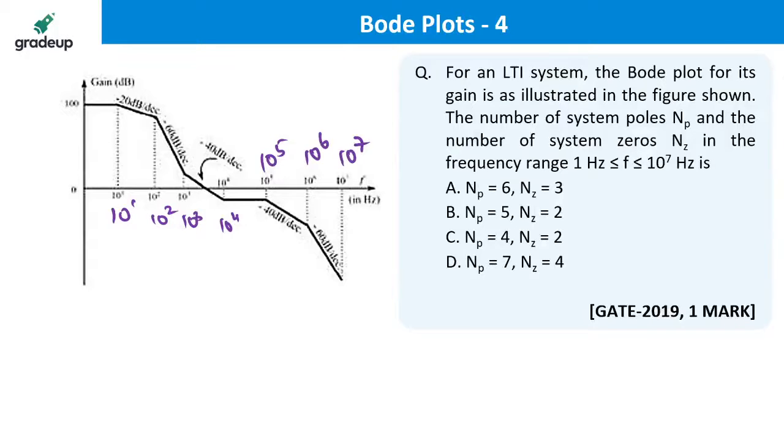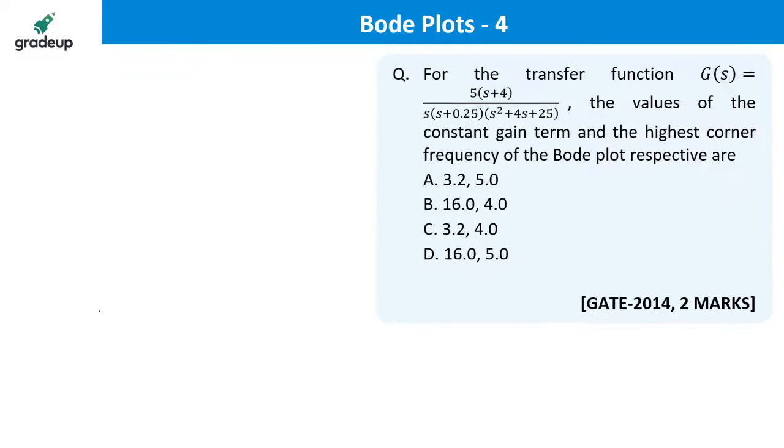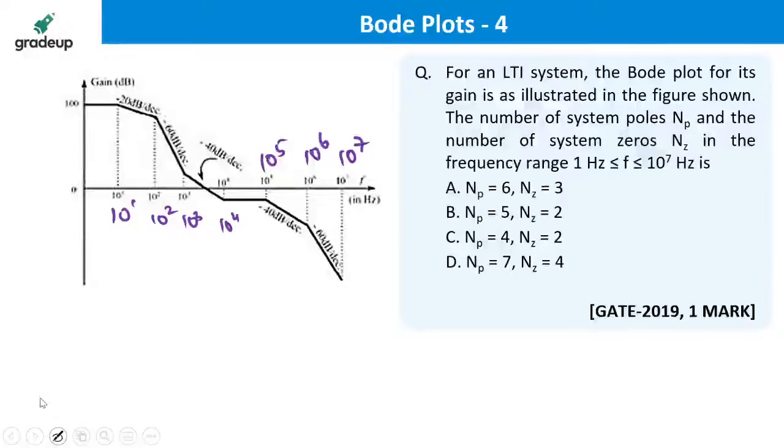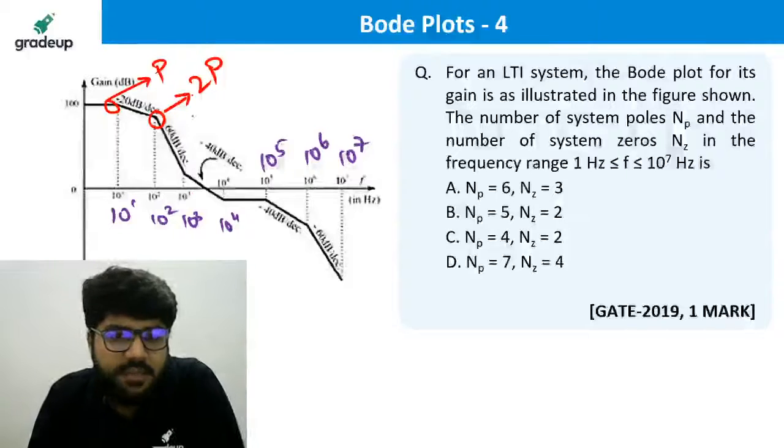Okay, now I can just point out, look at this. This is a slope change of minus 20, so this is one pole. Minus 20 से minus 60. Now see very carefully. Minus 20 से minus 60, slope changes by minus 40. So this is a double pole actually. Okay, this is a double pole.